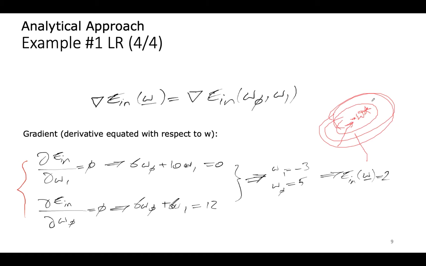This was only a two-dimensional problem, so it was pretty easy to understand. In larger cases, you might need to find other approximations, such as gradient descent and so on, that we will talk about in neural networks.